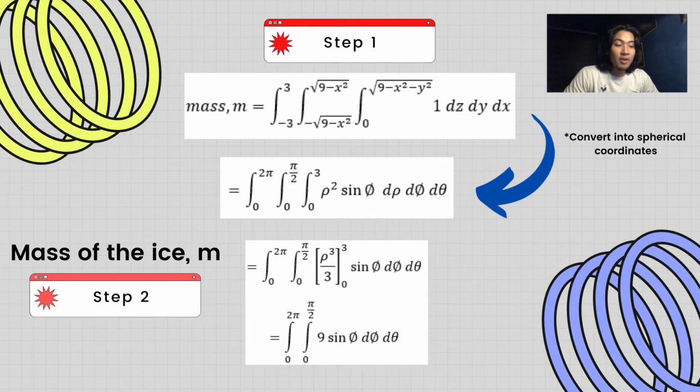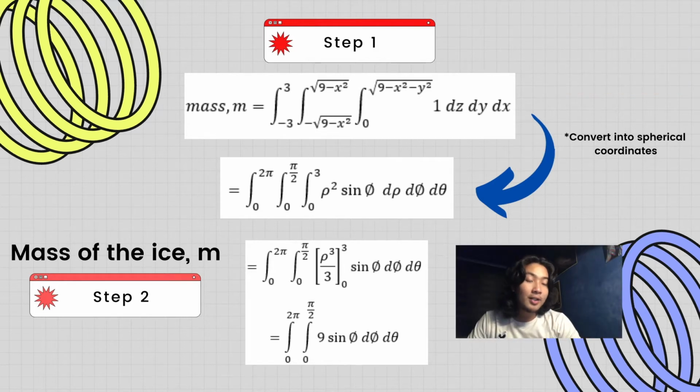In step 1, firstly we set up the integral in Cartesian coordinates, then convert to spherical coordinates. This is easier if we change our variables from x, y, z to rho, phi, theta. Now our outer limit is 0 to 2 pi with respect to theta, our second limit is 0 to pi over 2 with respect to phi, and our innermost limit is 0 to 3 with respect to rho, and our function now is rho squared sine phi.